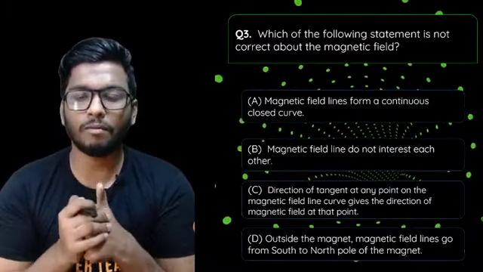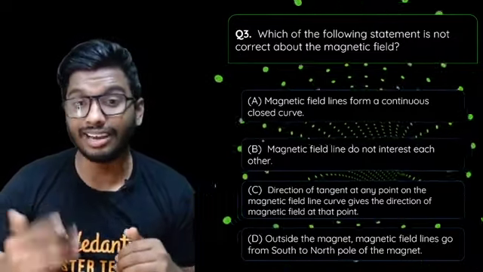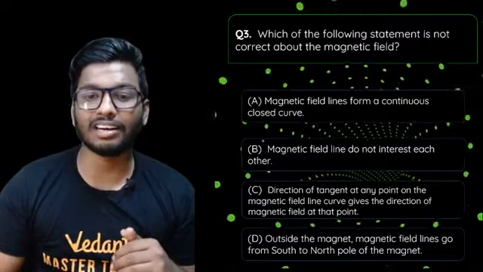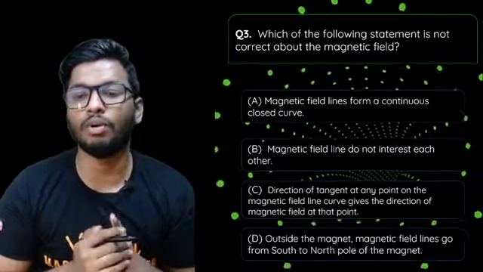Which of the following statements is not correct about the magnetic field? Magnetic field lines form a continuous closed curve. Magnetic field lines do not intersect each other. The direction of the tangent at any point on the magnetic field line curve gives the direction of the magnetic field at that point. Outside the magnet, the field lines go from south to north pole.